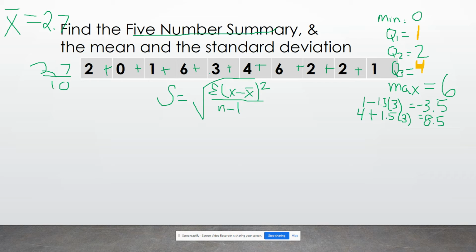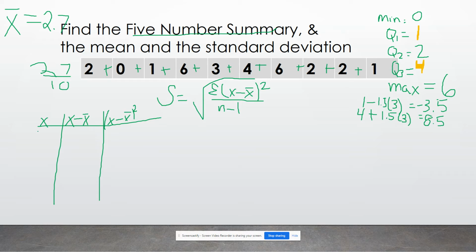Okay, so here we go. Let's go ahead and start working the numbers here. I'm going to write down my x value, then my x minus my x bar, and then I'm going to take that answer, x minus the x bar, and square it.